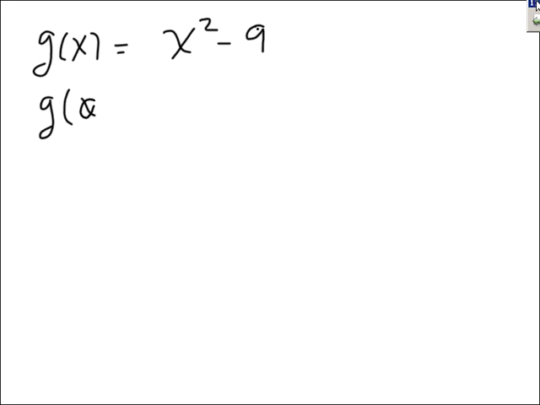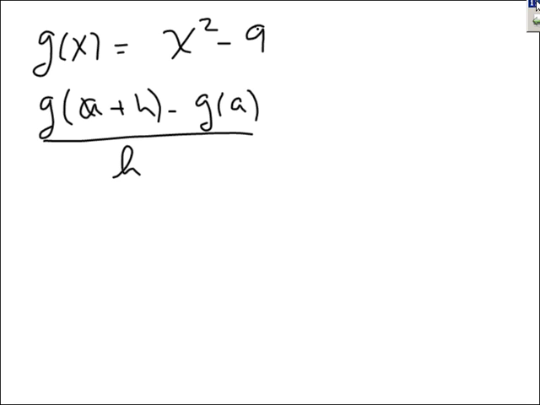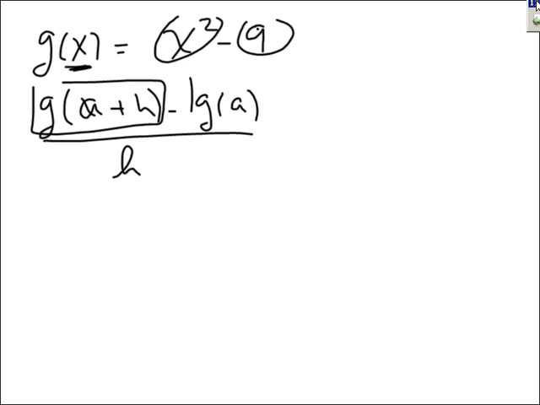Suppose you were given that g of x is equal to x squared minus 9. And you're asked to find g of a plus h minus g of a, over h. Let's do it by knowing what the rule is. What's being done to what's in the brackets is being squared, and then you take away 9. So we need to know what this piece is minus what this piece is, and then divide by h.